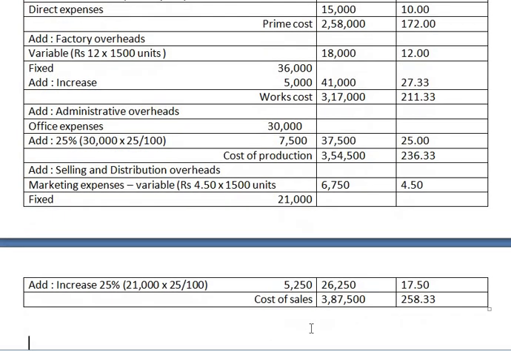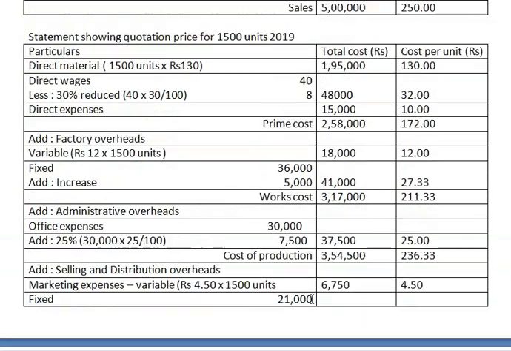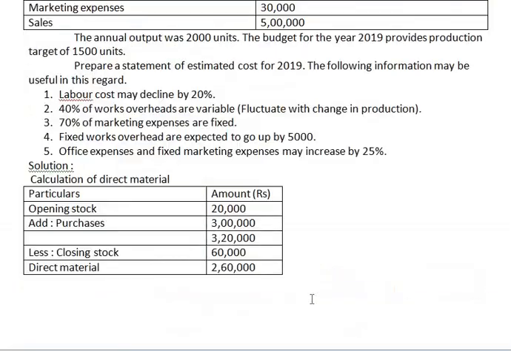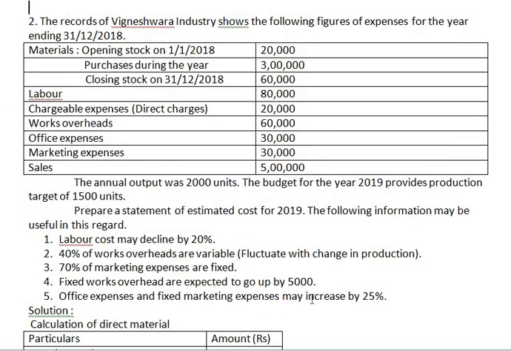Here for the estimation they haven't given any information related to profit or sales. So this itself is your answer. Hope this problem is clear to you all. Go through the problem once again and solve it. In my next class we are going to solve another problem.